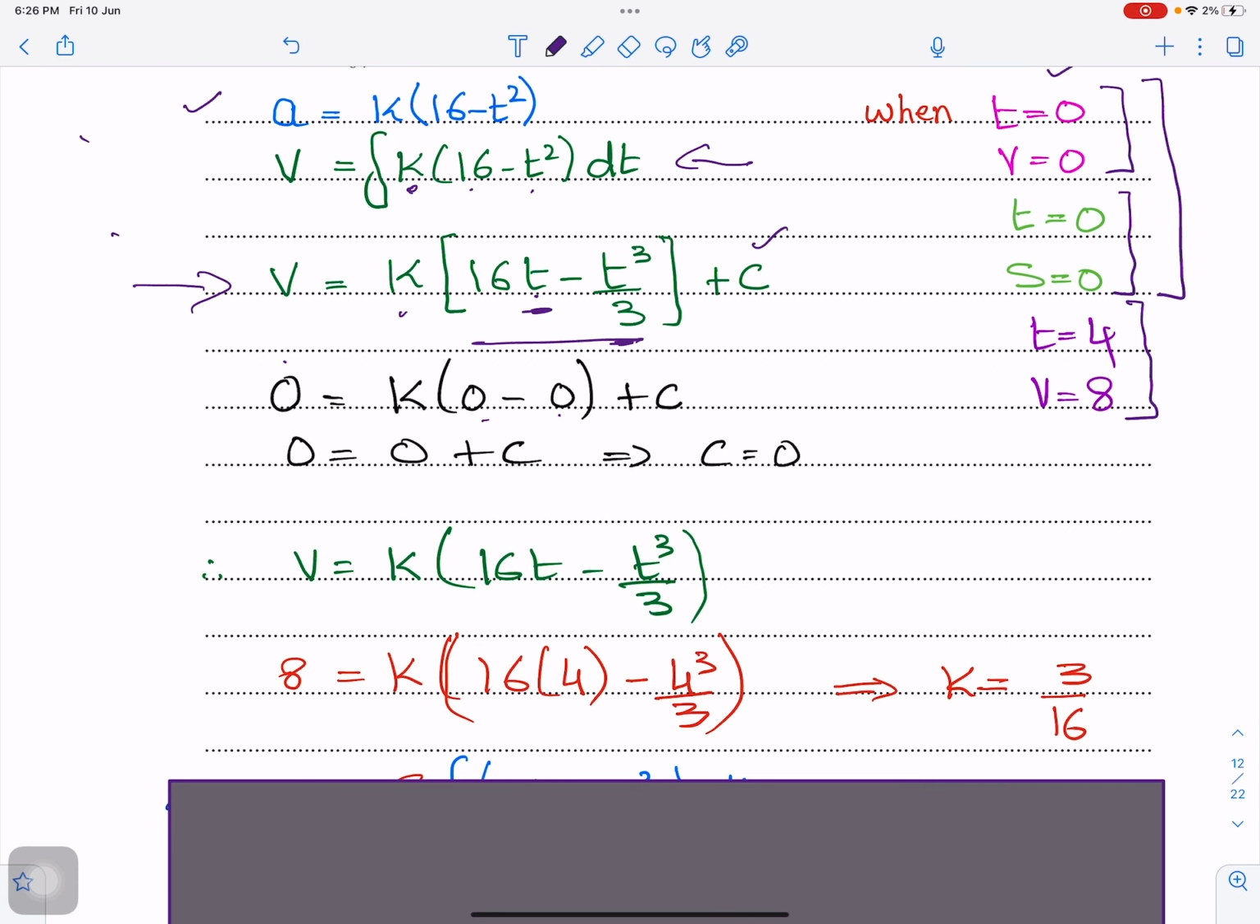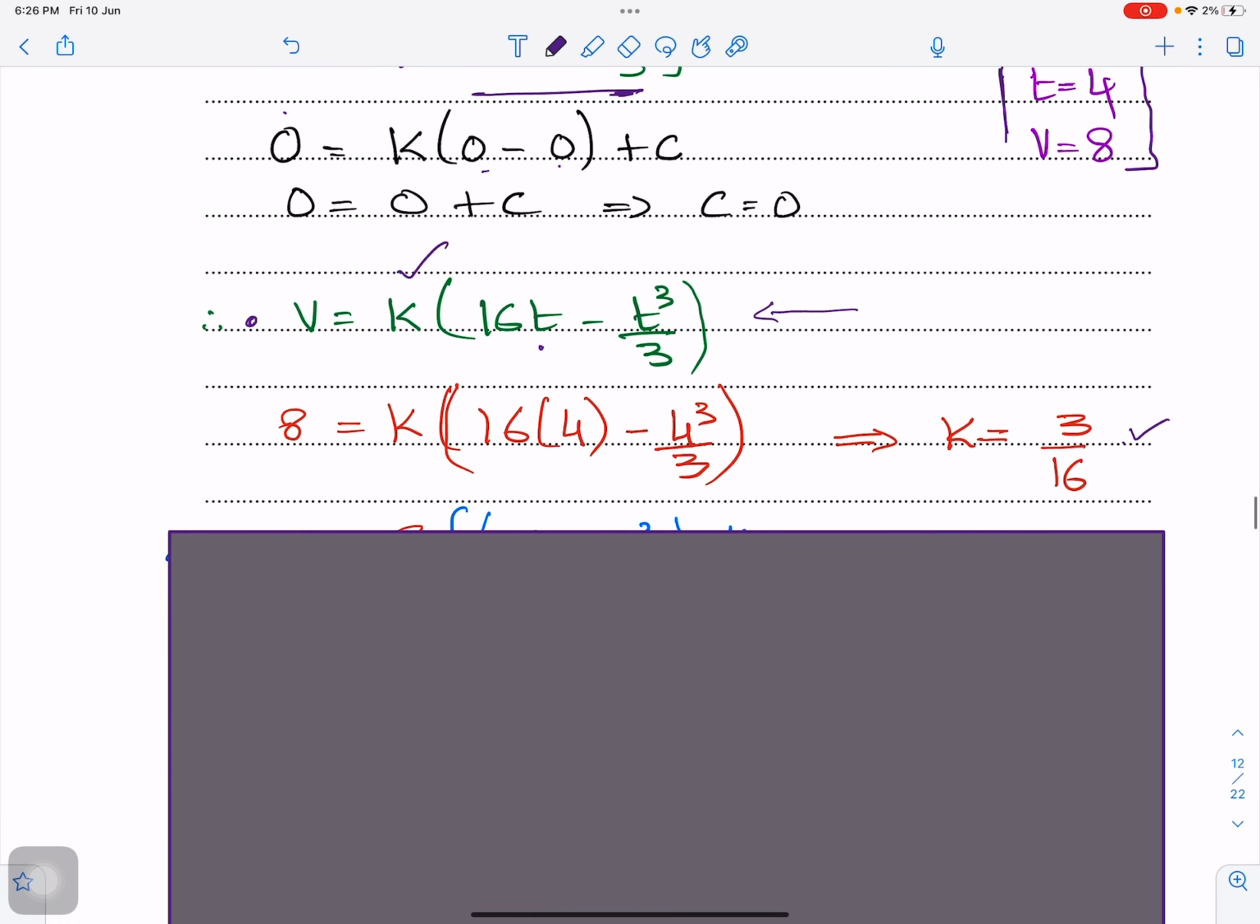So now this is your velocity equation. When you substitute the values of v as 8 and t as 4, which is here, why are we doing that? To find the value of k, and then we will integrate. If you want to integrate first, you can do that also, but it will become a little complicated, but not impossible. So after substituting the value of v and the value of t, you get the value of k, which is 3 upon 16. So now this 3 upon 16 you can replace here, and then after that you can integrate it.